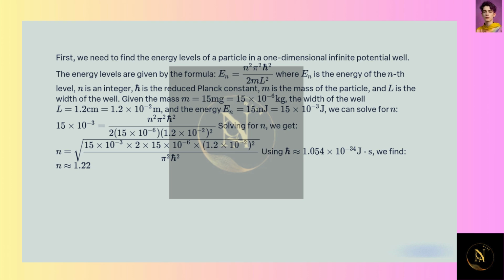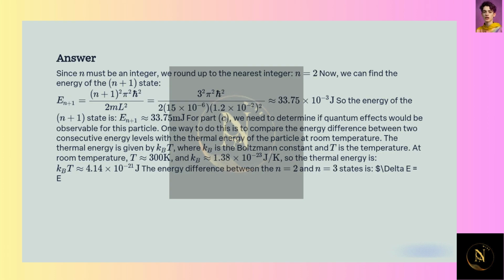15 times 10^-3 equals n² π² ħ² over 2 times 15 times 10^-6 times (1.2 times 10^-2)². Solving for n, we get n equal to the square root of 15 times 10^-3 times 2 times 15 times 10^-6 times (1.2 times 10^-2)² over π² ħ², using ħ as 1.054 times 10^-34 J·s. We find n is approximately 1.22. Since n must be an integer, we round up to the nearest integer, n equal to 2.